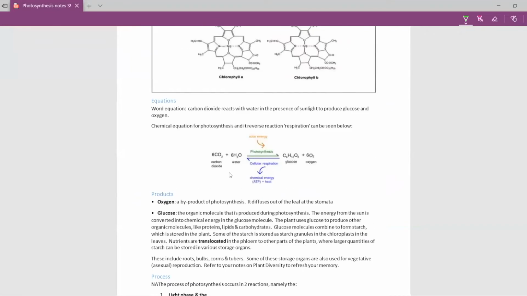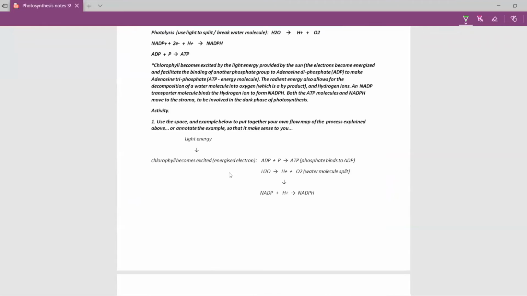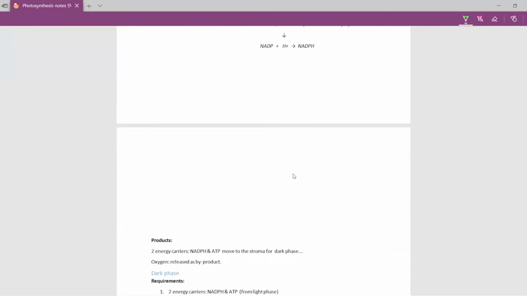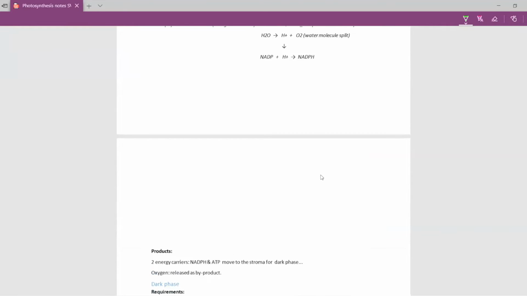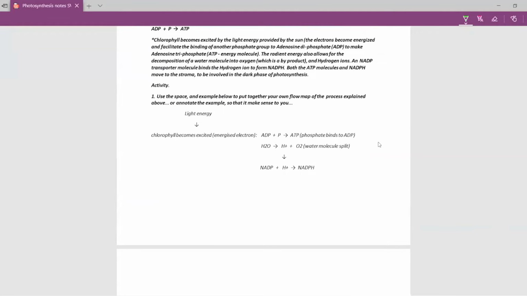Now, this is just some diagrams. Now let's look at the light and the dark phase. Here it shows you light energy. If I draw a picture, I'm going to draw the light energy, the sunlight.